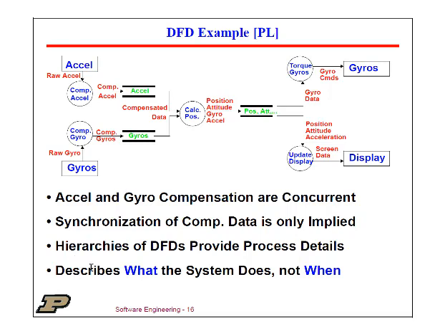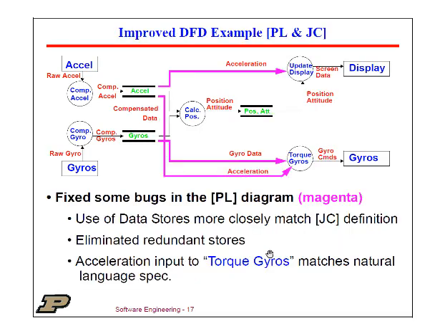And keep in mind, the data flow diagram describes what the system does. It does not describe when. Okay, that's an important distinction.